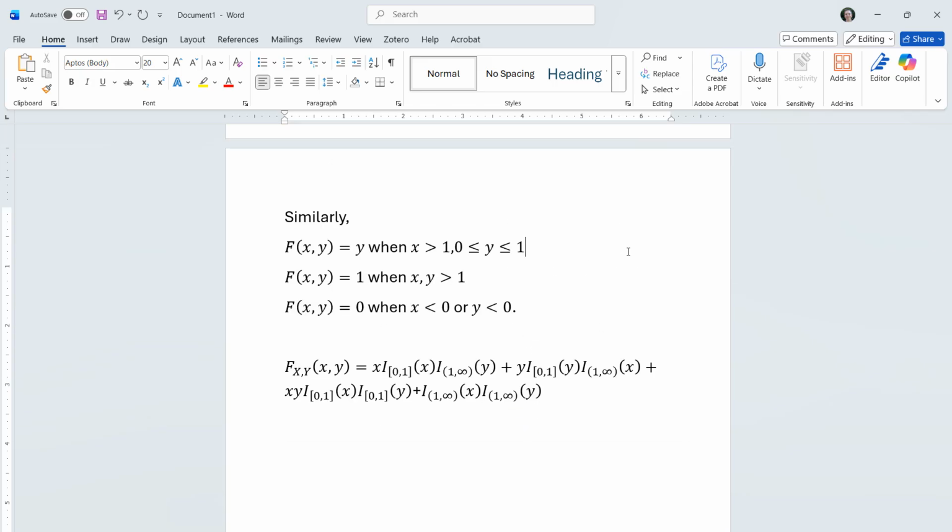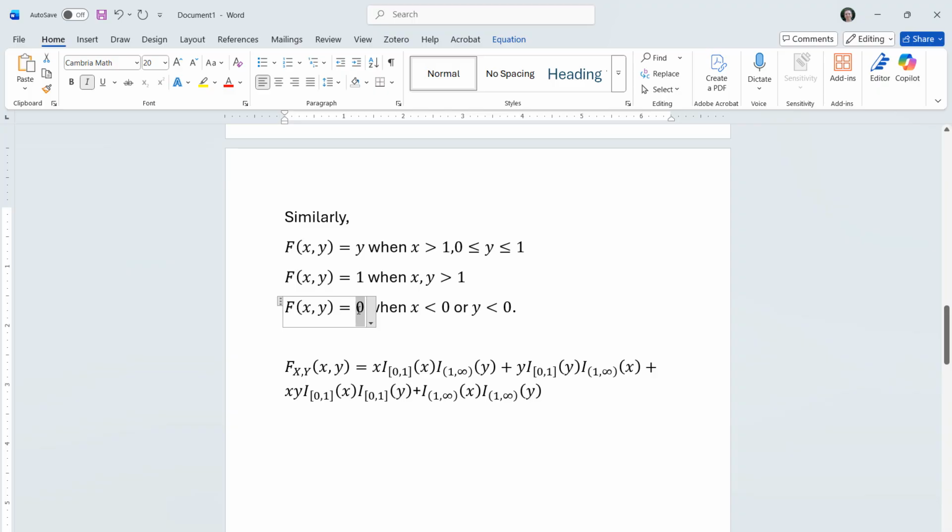There are three other cases that I want to talk about. When x is greater than 1, but y is between 0 and 1, going through a similar process, we're going to get that the joint CDF is going to equal y in that case. If both x and y are greater than 1, then our CDF is going to simplify to 1. And then finally, if both x and y are less than 0, then our CDF is going to end up being 0 for those values of x and y.